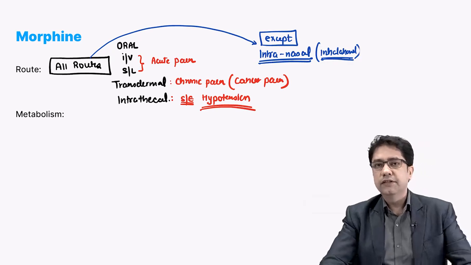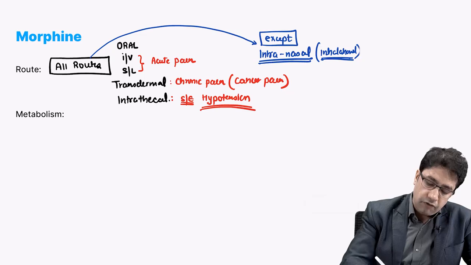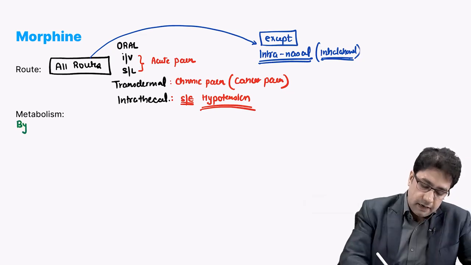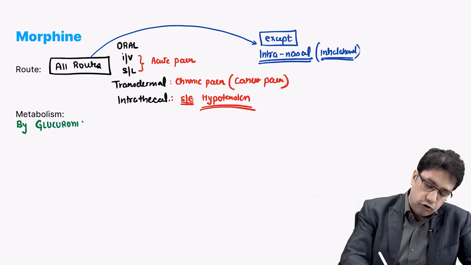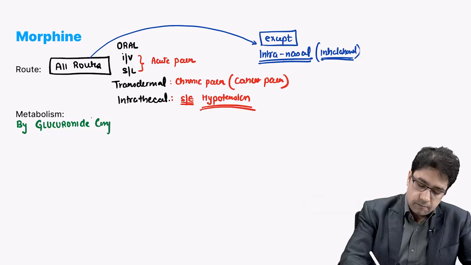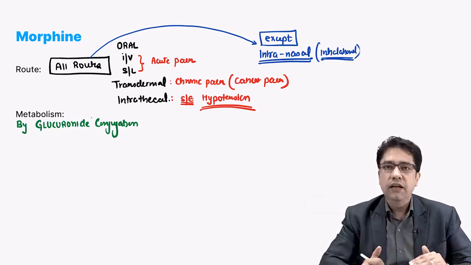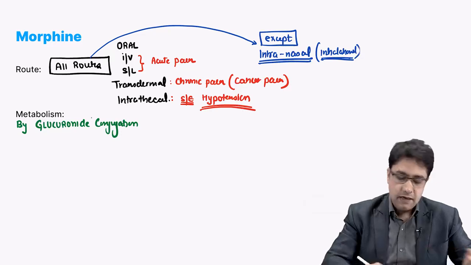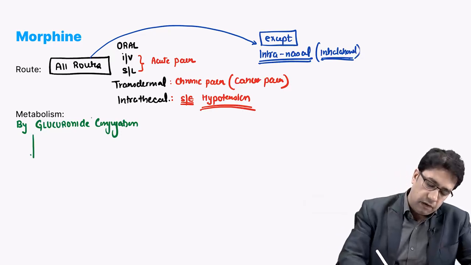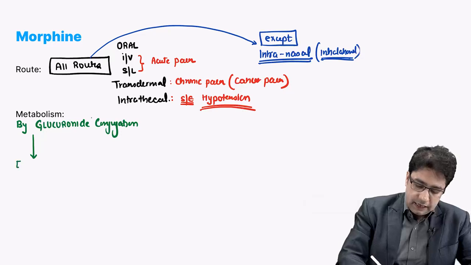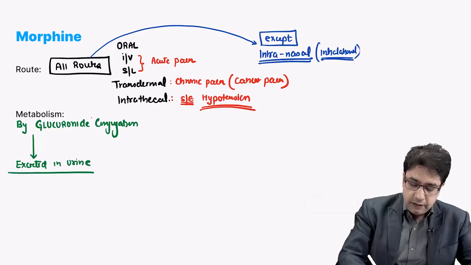Now, how is morphine metabolized? Remember, morphine is metabolized by a process known as glucuronide conjugation. Glucuronide, when attached with morphine, converts morphine into a water-soluble form. And this water-soluble form of morphine is excreted in urine.